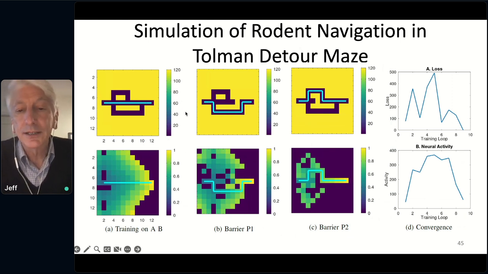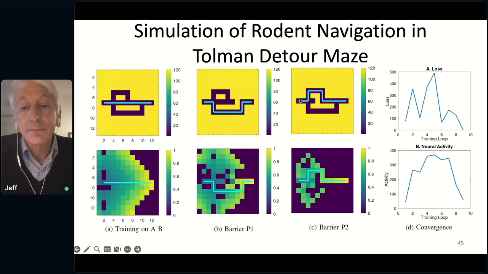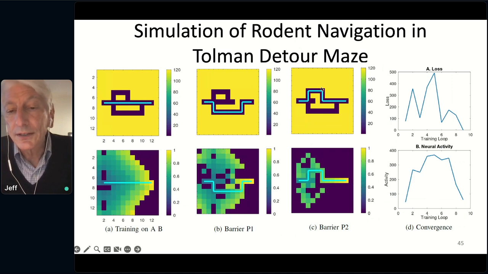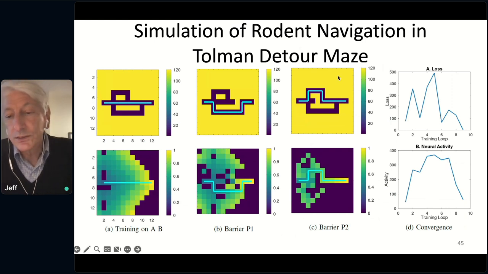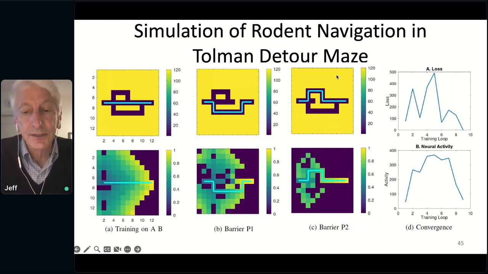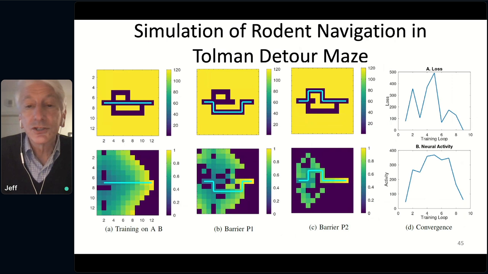It rapidly adapts with this. And if you put the block here, it rapidly adapts like the mouse or rat, but it learns that this is the shorter detour. So it doesn't take the long detour, it takes the shorter detour. And so over time, the loss and the neural activity in all these test cases seem to calm down after some initial uncertainty and a lot of activity.